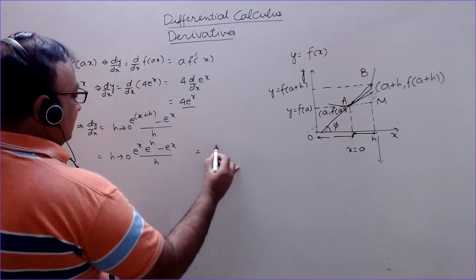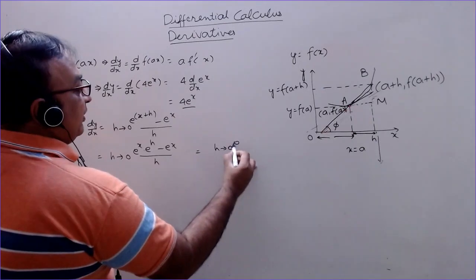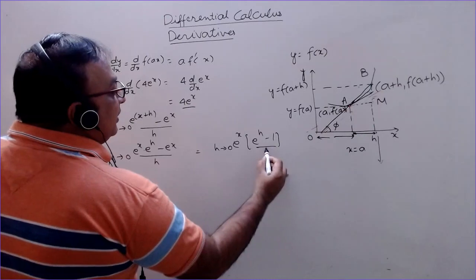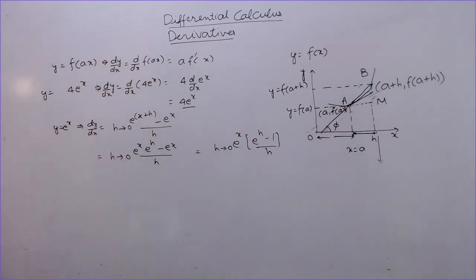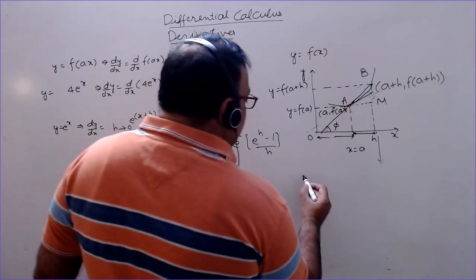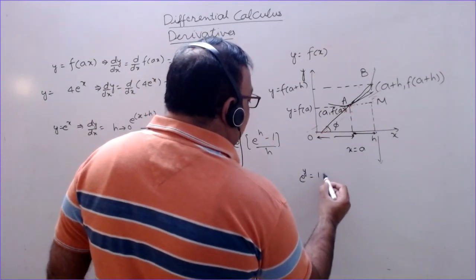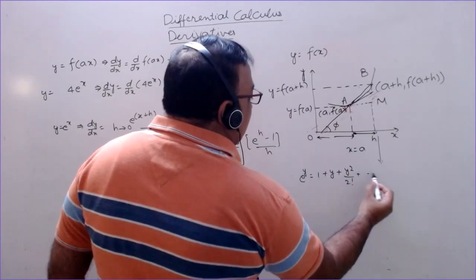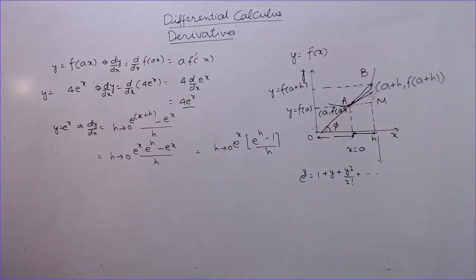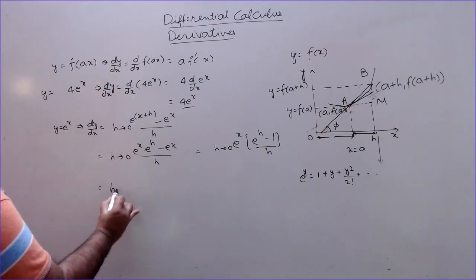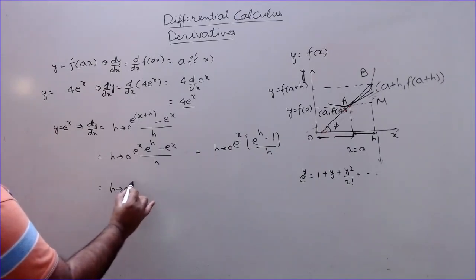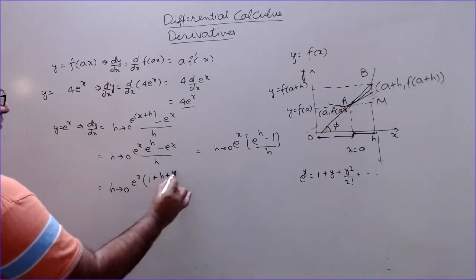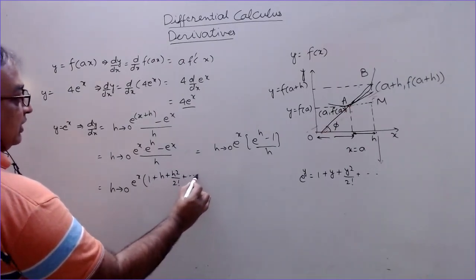This gives the limit as h tends to 0 of e to the power x, which can be taken as common, times e to the power h minus 1 by h. We have to evaluate this limit, and e to the power y is 1 plus y plus y square by 2 factorial and other higher terms up to infinity. So this is the limit as h tends towards 0 of e to the power x into 1 plus h plus h square by 2 factorial and other higher terms minus 1.